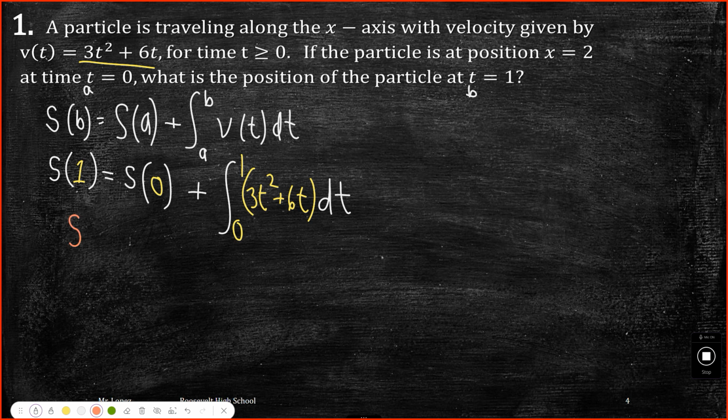So S of 1 equals, what is S of 0? What's the position at 0? 2. So S of 0 is 2 plus the integral from 0 to 1. Well, why don't we already integrate that?